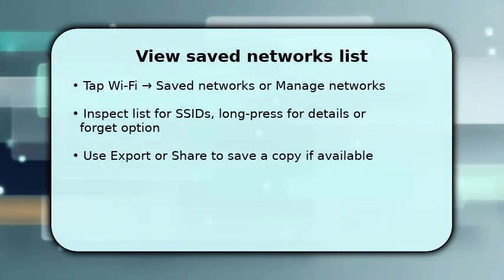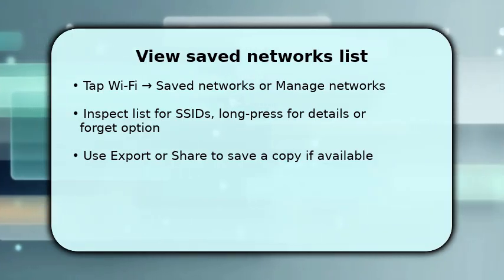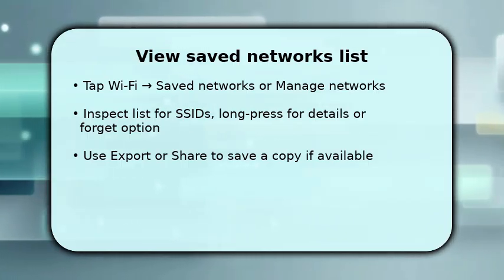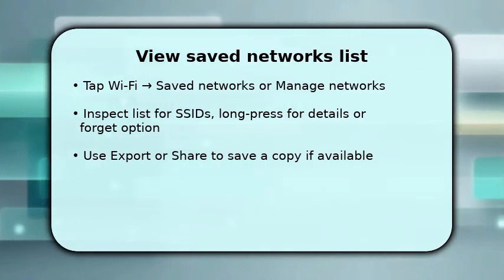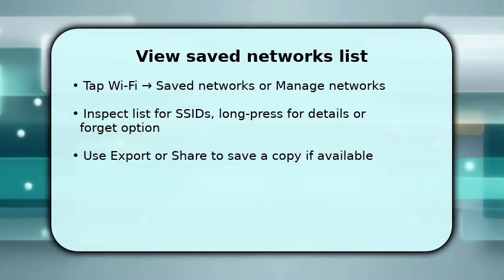You'll see saved SSIDs. These represent networks your device has connected to previously. Once you spot an entry, long press it to open details like IP info, security type, and time of last connection when available. Some skins show timestamps. If your Android offers an export or share function, use it to back up the list. This matters because Android doesn't keep a centralized human-readable log.